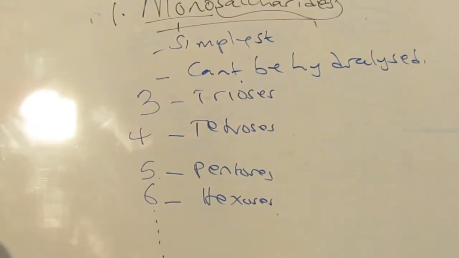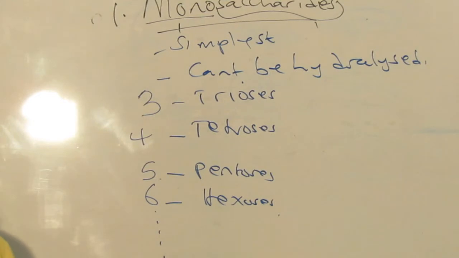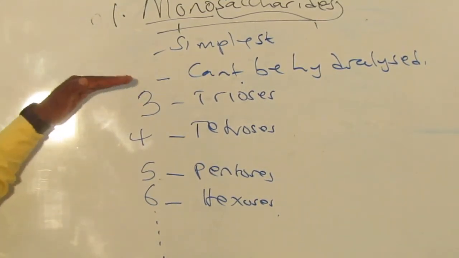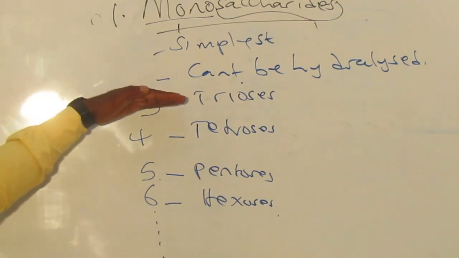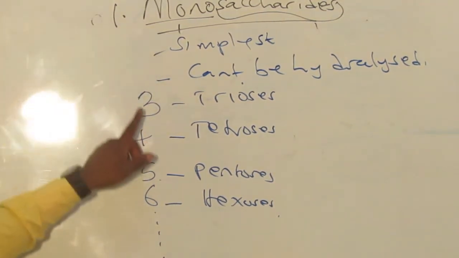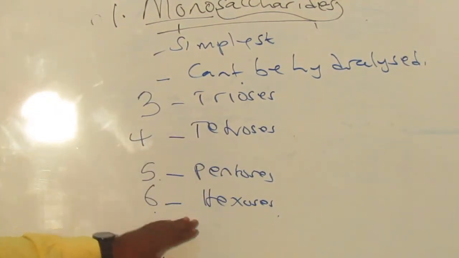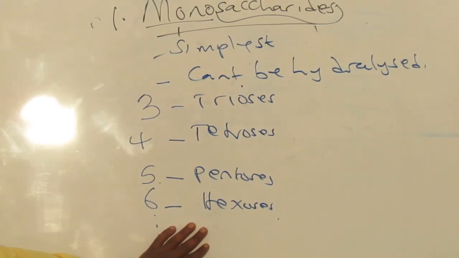In this course, this is what we shall focus on. So you need to understand and give examples of each of the groups of monosaccharides. Give examples of trioses, tetroses, pentoses, and hexoses.